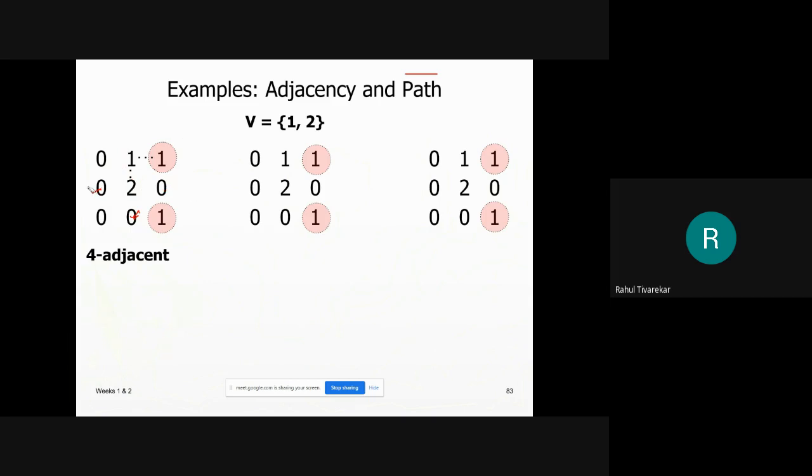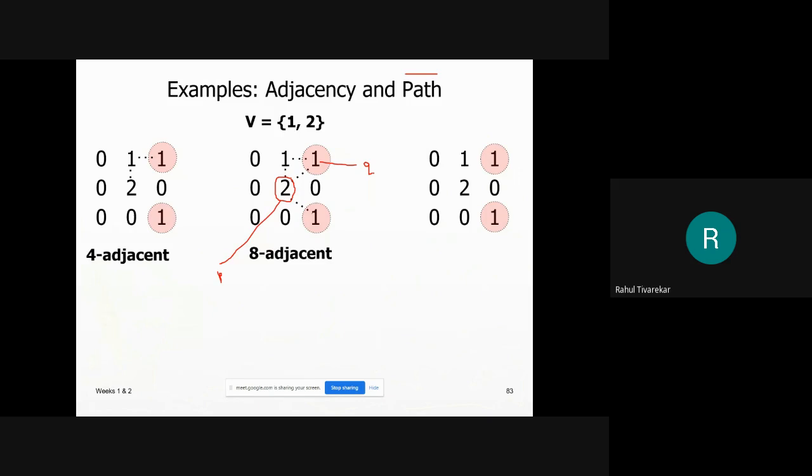So if I want to discuss the same thing about another adjacency, that is 8 adjacency, can I say the pixel P is 8 adjacent to pixel Q? This is pixel P and this is pixel Q. Can I say these are 8 adjacent? Tell me very fast.